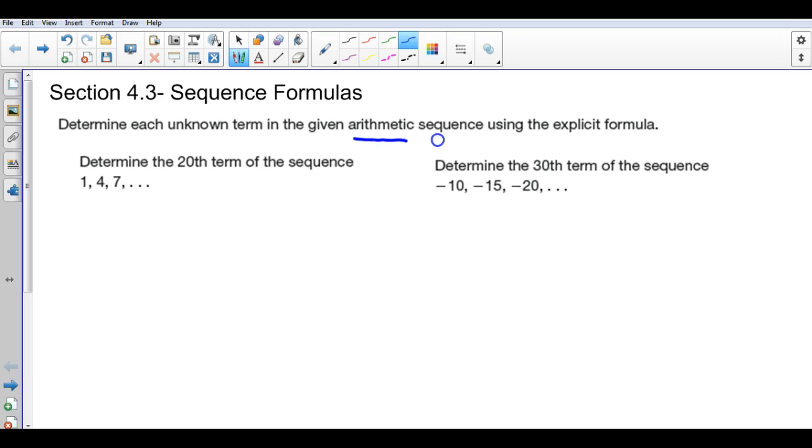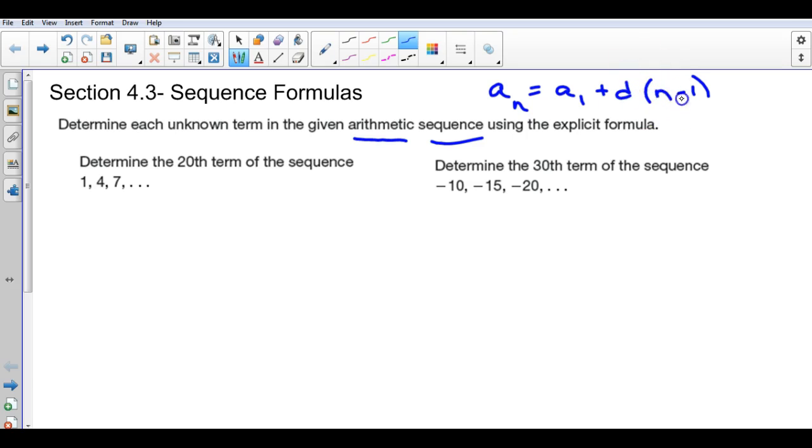So it says we're going to determine the unknown term of each of these arithmetic sequences using an explicit formula. So the formula for an arithmetic sequence, we're going to say a sub n, where n is going to be whatever term number we're talking about. You're going to start with a1, which is the first term of the sequence, and you're adding the common difference times the quantity n minus 1. So these parts are multiplied together.